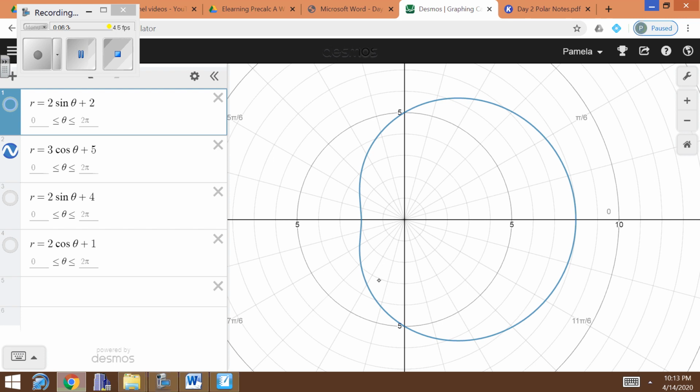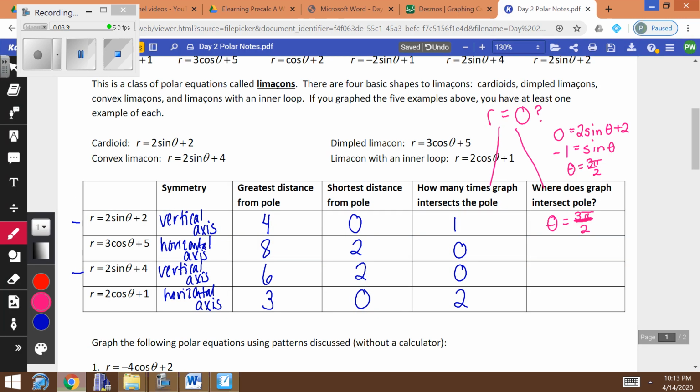So our shortest distance from the pole is actually 2. Again, think about why this might make sense. What's the biggest value that we can have for the cosine? We know that's 1. So 3 times 1 would give us 3, plus 5 would give us 8. Okay. And what's the smallest value we have for the cosine? That would be negative 1. So 3 times negative 1 is negative 3, plus 5 is 2. So that's what we're thinking about.